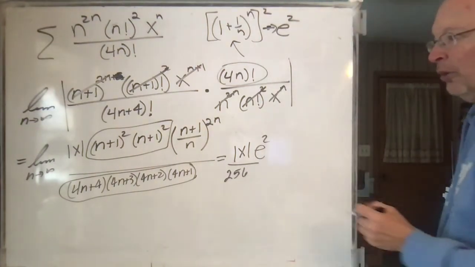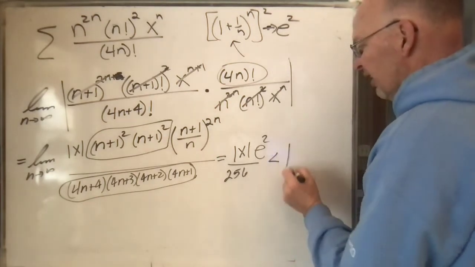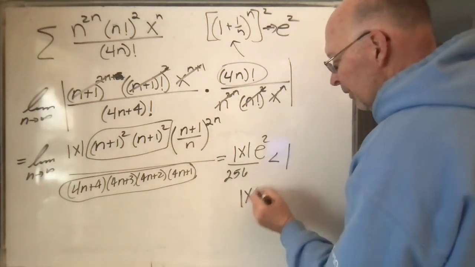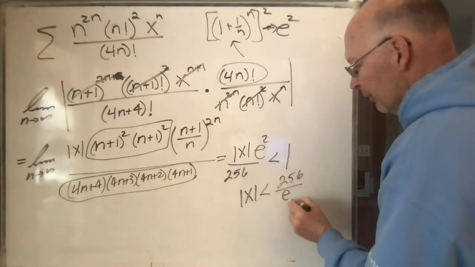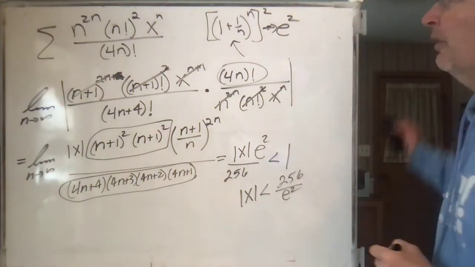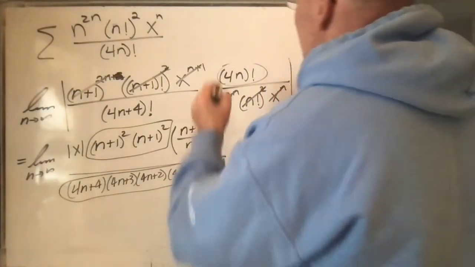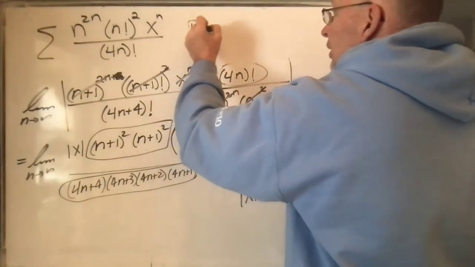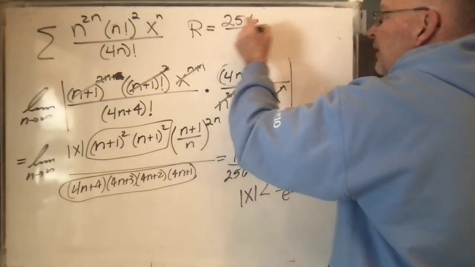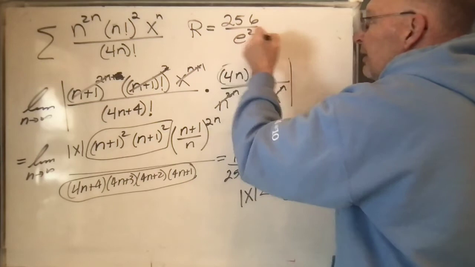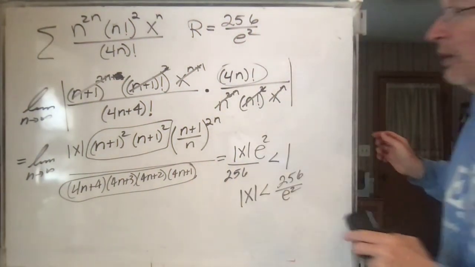Okay? So what do we know? We know that this thing is going to converge whenever this is less than 1 in size, which means x has to be less than 256, all divided by e squared. So there is your radius of convergence. And again, I wouldn't bother trying to figure out what the interval of convergence is. I wouldn't. You may if you like. Okay, there you go. So there's that one.